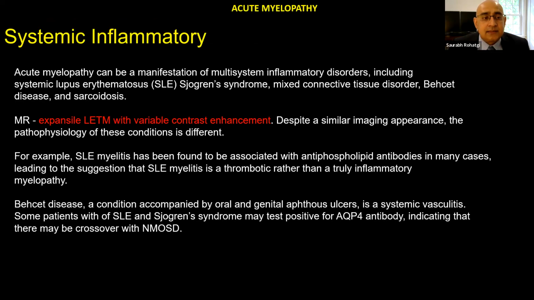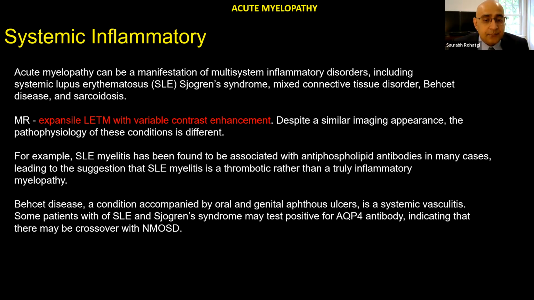The next category are the systemic inflammatory conditions, including SLE, Sjogren's syndrome, mixed connective tissue disorders, and sarcoidosis. Again, on MR, they present with longitudinally extensive transverse myelitis, that is cord signal change within the cord, and it's really hard to differentiate these lesions unless you have a good clinical history and further workup, because despite the similar imaging appearance, the pathophysiology of these conditions are different. For example, in cases of SLE myelitis, they've been found to be associated with antiphospholipid antibodies, suggesting that SLE myelitis is a thrombotic rather than an inflammatory condition.